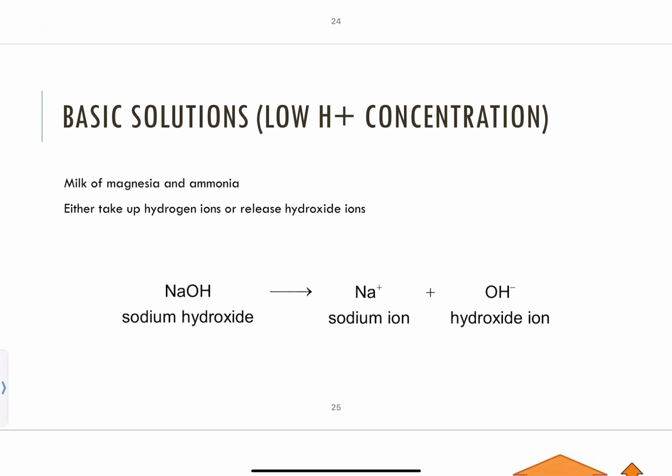On the flip side, we have bases, which are substances that take up hydrogen ions or release hydroxide ions. A common example is sodium hydroxide, which dissociates to form sodium ions and hydroxide ions. The added hydroxide ions reduce the concentration of hydrogen ions in solution, which leads to a higher pH, making the solution more basic, or alkaline. Examples of basic substances include milk of magnesia and ammonia. Unlike acids, which taste sour, bases often feel slippery and taste bitter.